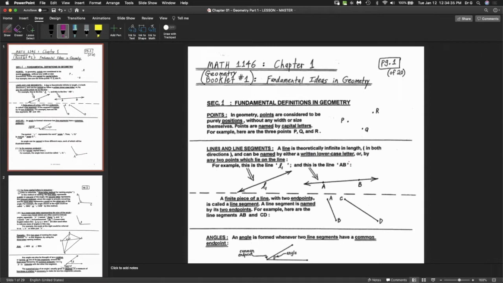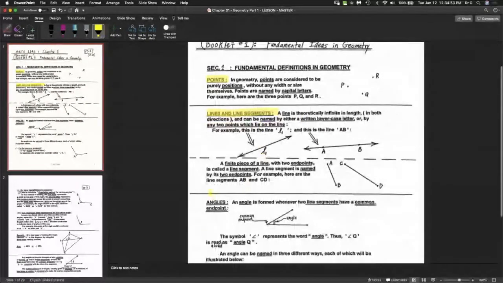We're going to talk about some definitions and some basics of geometry. There are some concepts here that I expect you to be aware of, and I would like you to read through these on your own as well. You should know the definition of a line and a line segment, a point, and an angle. These are things that I'd like you to read over and make sense of.